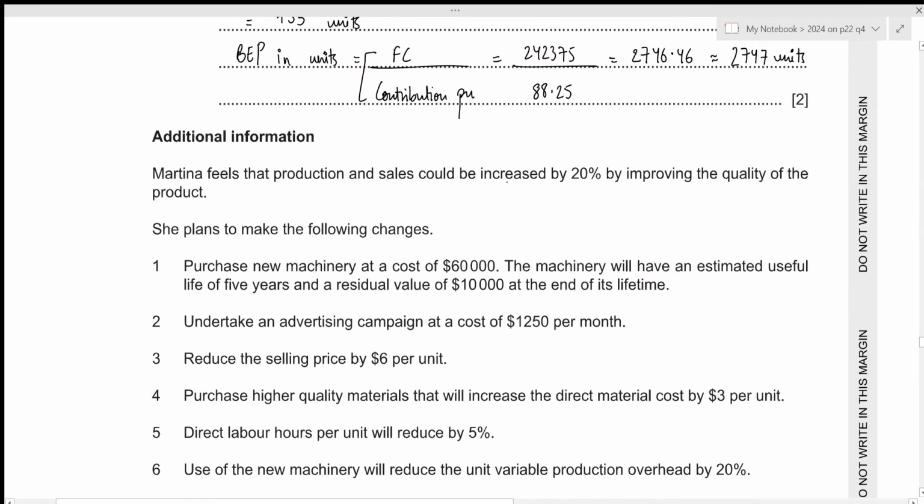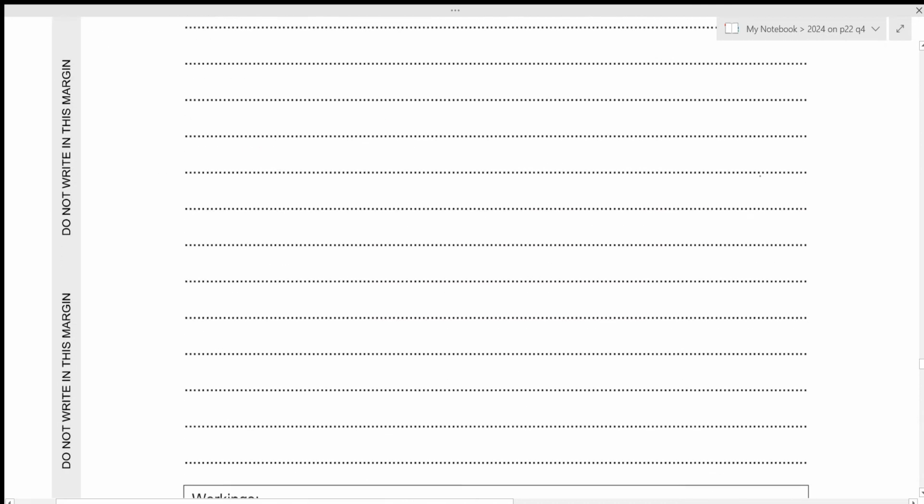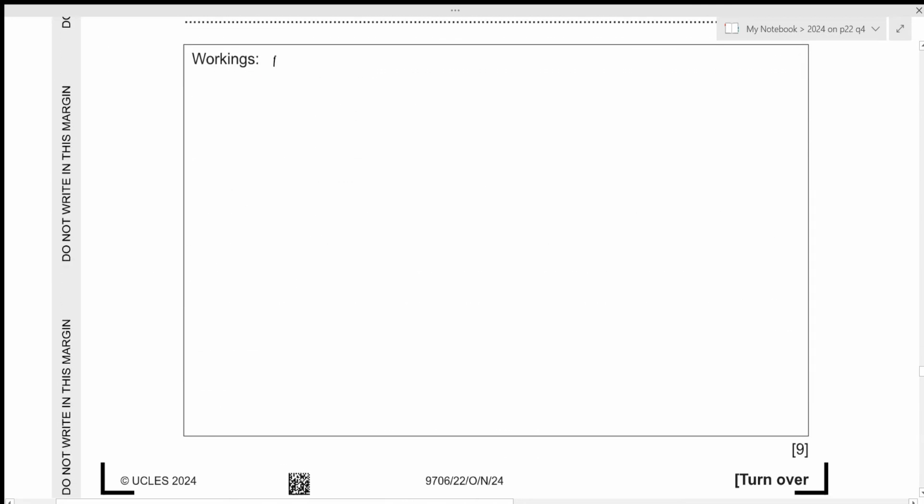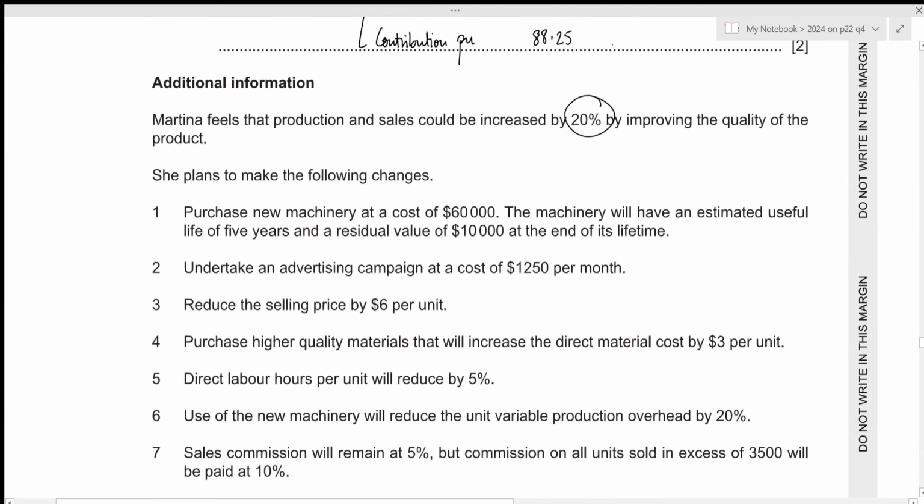Martina feels that production and sales could be increased by 20% by improving the quality of the product. Previously, the number of units was 3500. Now, the new number of units will be 3500 increased by 20%. So, 1 plus 20%. This results in the total of 4200 units. Okay, first information is done.